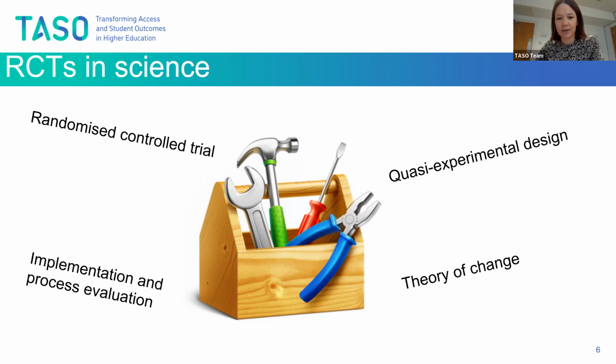And particularly with randomized control trials, we need to think about pairing them with, or also using qualitative research. So perhaps as part of an implementation and process evaluation, which we sometimes call IPE. And then, of course, theories of change. We start most evaluations with a theory of change and would also couple that with an RCT.